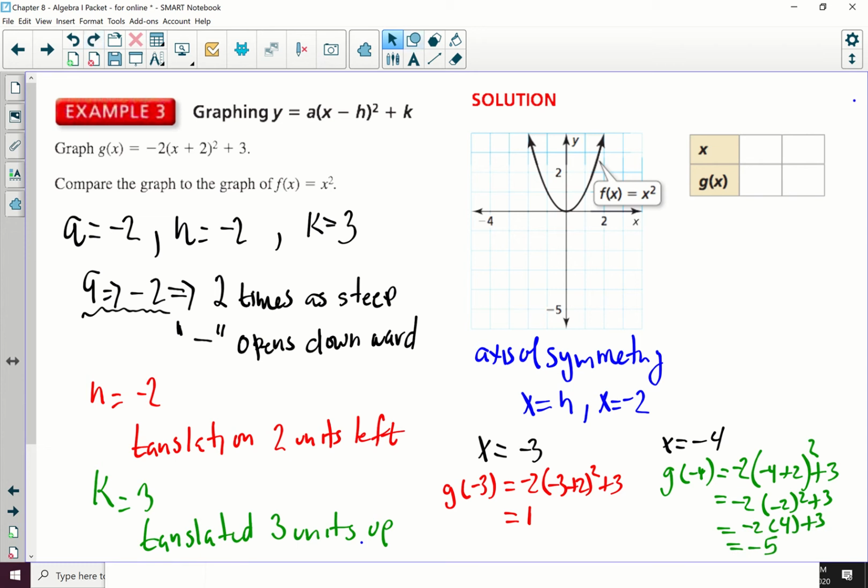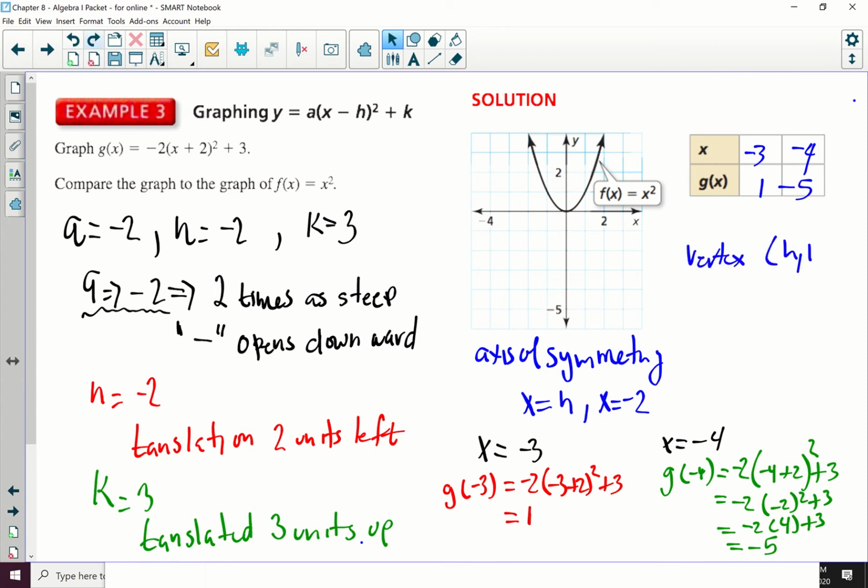So let's go ahead and fill out the table at the top with all of our values. Plot these 2 points and graph the axis of symmetry. Up here on the top right, we have x is equal to negative 3, g of x is equal to 1. That's our first point. When x is negative 4, g of x or y is equal to negative 5. So that's just the second point that we're going to graph.